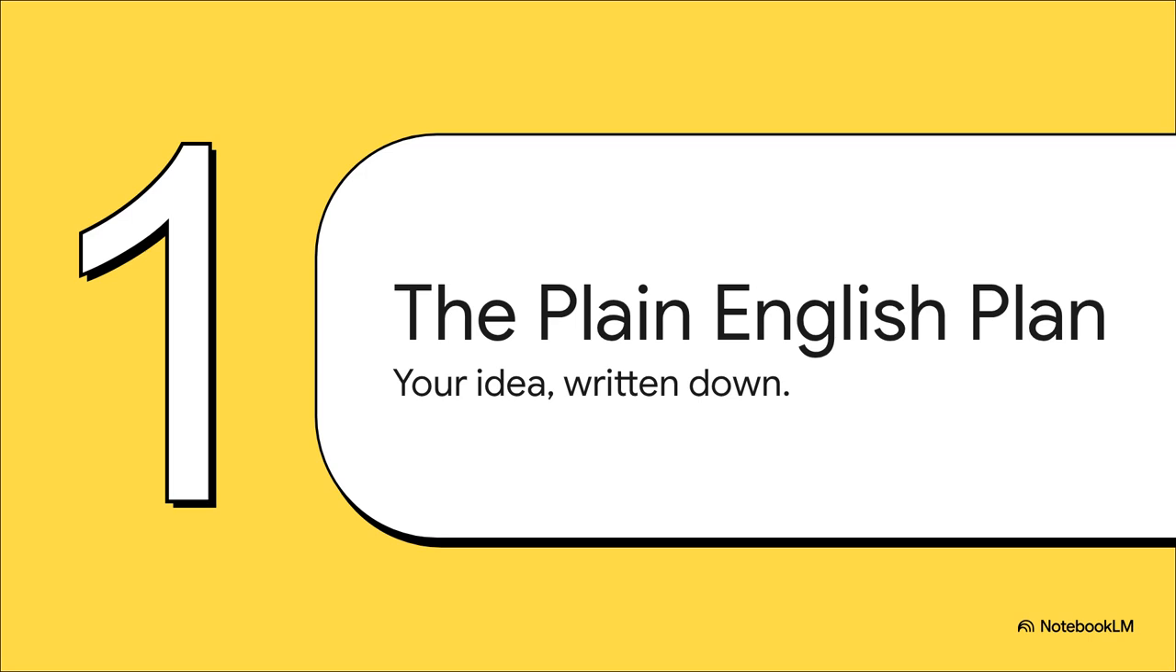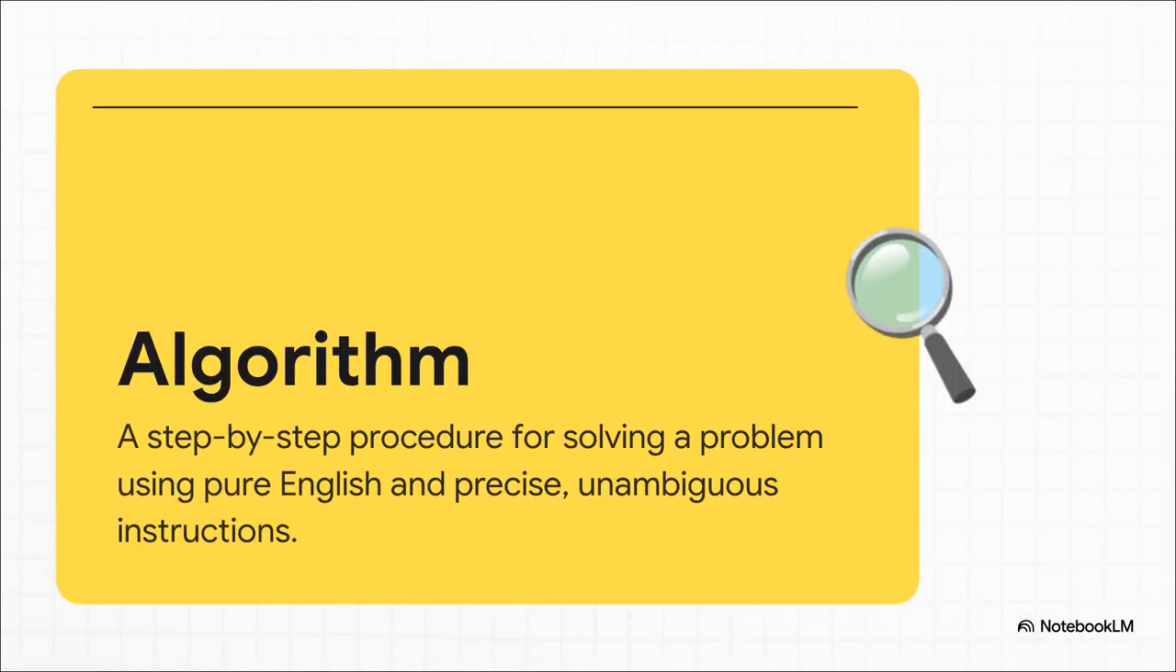Okay, so where do we even begin? Well, we start with the most fundamental tool there is, the algorithm. Just think of it as getting your idea down on paper in plain, simple English. That's really it. An algorithm is just a recipe. It's a list of precise instructions written in everyday language to solve one specific problem. No technical jargon, no code, just a clear, logical sequence that literally anyone can pick up and understand.